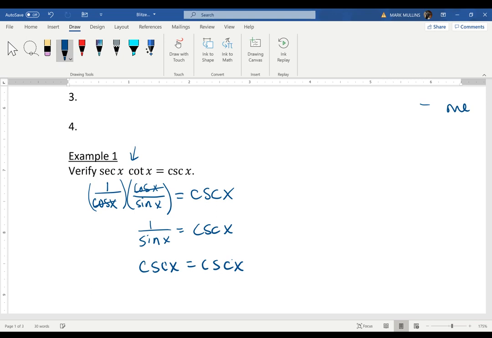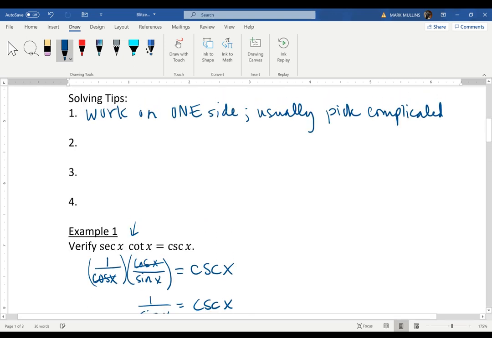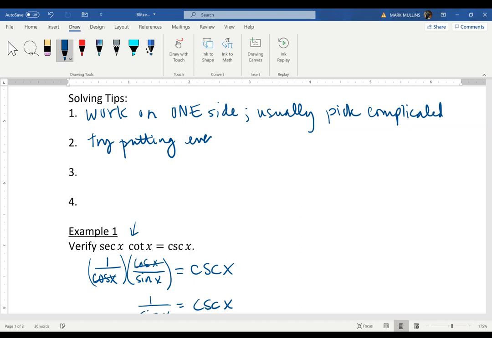I'm trying to think about what other tips we use on that one. And I guess one of them would be to try putting everything in terms of sine and cosine. We might have more than 5 tips.